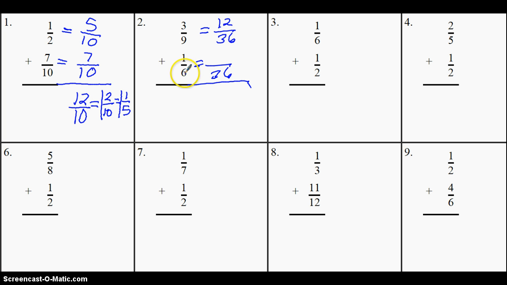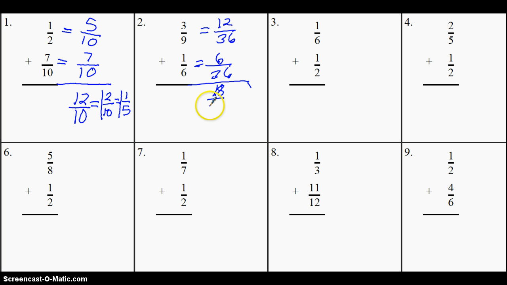And here I know 6 times 6 gives me 36. If I multiply the denominator by 6, I have to multiply the numerator by 6. 1 times 6 gives me 6. So there I have come up with equivalent fractions: 12/36 for 3/9, 6/36 for 1/6. Now all I have to do is just add my numerators together. So if I have 12 and 6, that's going to give me 18. So 12 plus 6 is 18.